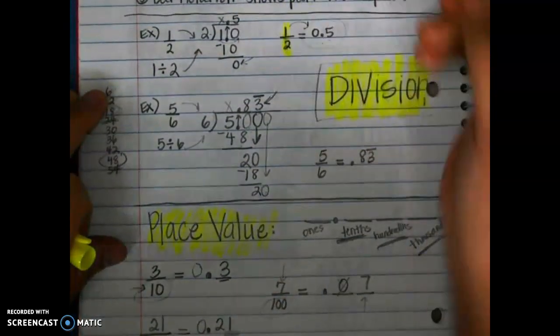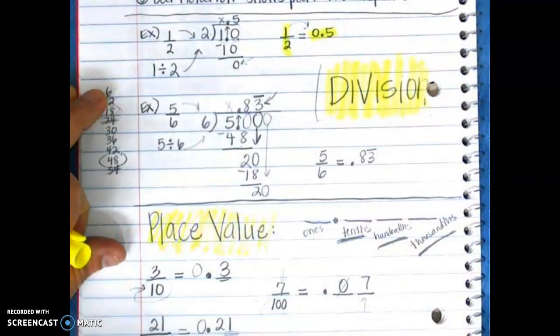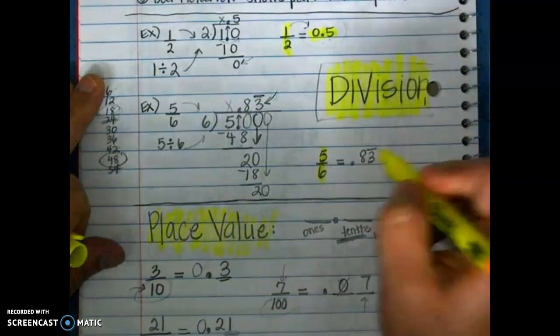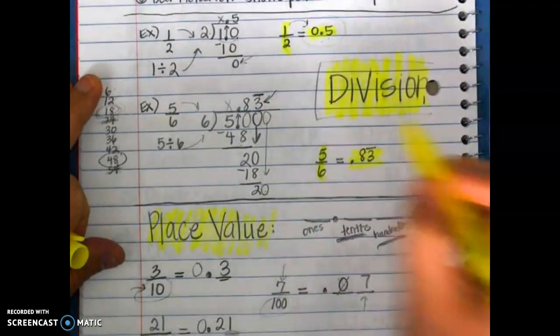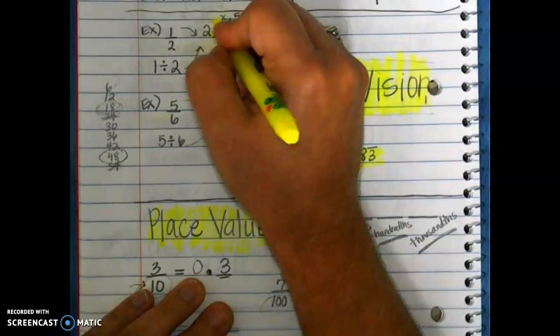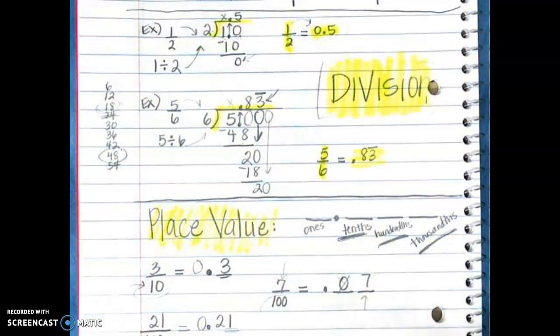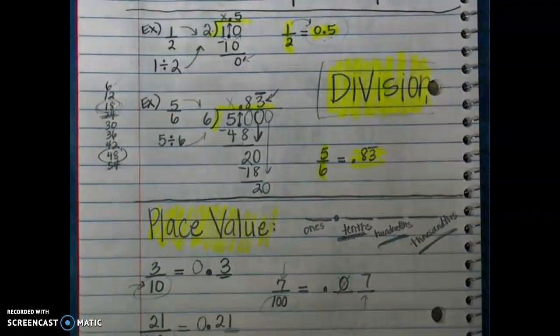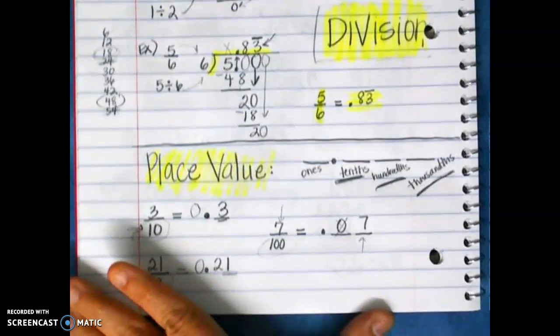We must be able to get from 1/2 to 5/10. You must be able to get from 5/6 to 83 hundredths where the 3 repeats using the process of long division. Okay? Again, if you have questions, feel free to email me, okay?